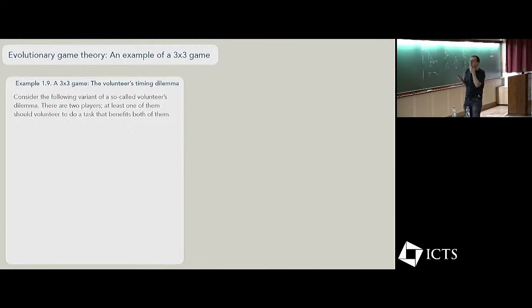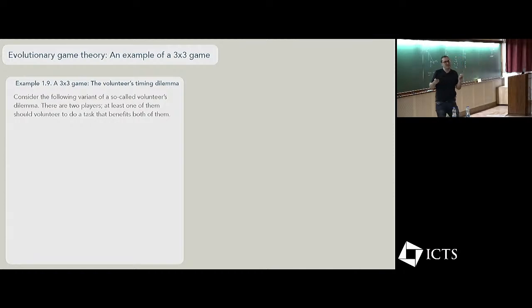So we will play this little game, and we will play it with what I call the volunteer's timing dilemma. Some of you might already know the volunteer's dilemma. You might think of two friends who live in the same house. There are dirty dishes in the kitchen sink. You hate dirty dishes. You would really like these dishes to be washed. In the worst case, you would even do it yourself. But even better, you would like it if the other one would do it.